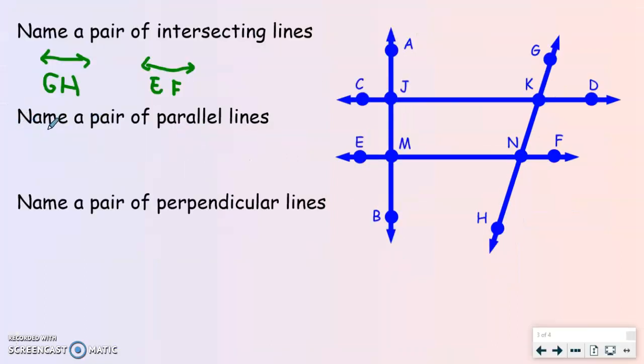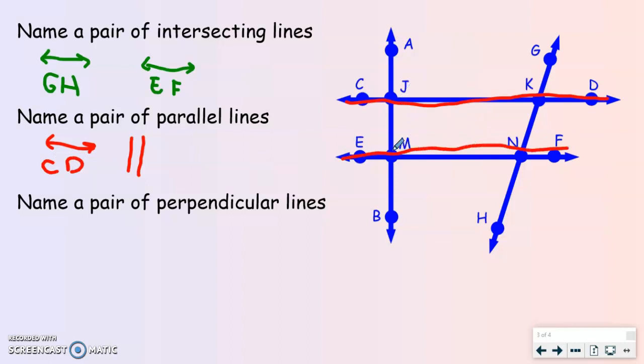All right, so now it's asking us to name a pair of parallel lines. And so remember, parallel lines we would represent with that symbol there. And so pause the video, take a moment to see if you can find the set of parallel lines. So I kind of give you a clue there. There is only one set. All right, the first line is here. So this would be line CD.